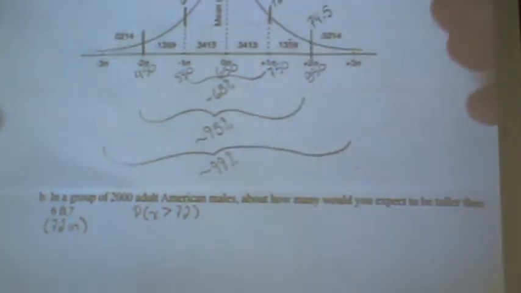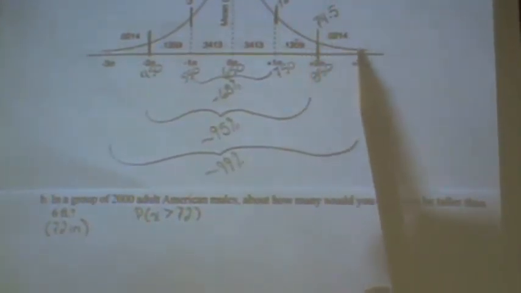So we found in part A that one deviation to the right, so right here, was 72 inches. So we want to know all the ones that are taller than 72 inches. So that's going to be everything else to the right. Now for this one, we can't just add these percentages, the 0.1359 and the 0.0214, because there is a little bit that continues past your third deviation. Remember, we said that in between the 3 deviations, that was only 99% of your information. So there is that little bit that's past there.